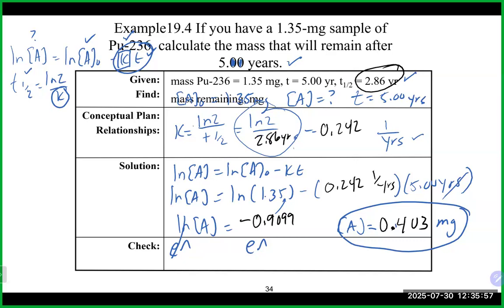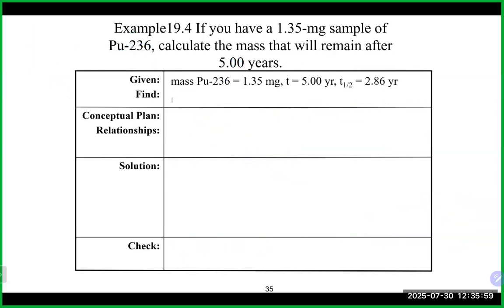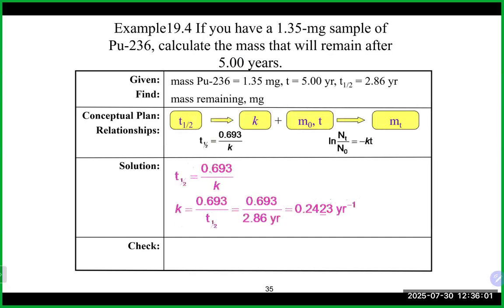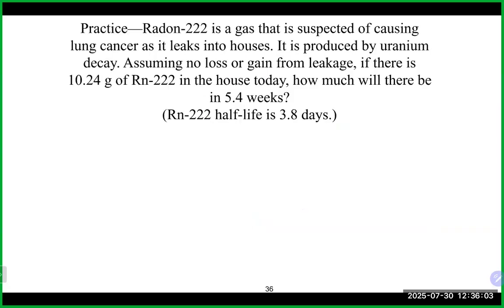All right, so let's take a look at another one here. Radon-222 is a gas that's suspected of causing lung cancer. It's produced in uranium decay. Assuming no loss from leakage, if there's 10.24 grams of it in your house today, how much will be there in 5.4 weeks? The half-life of radon there is 3.8 days. So see what you come up with there.